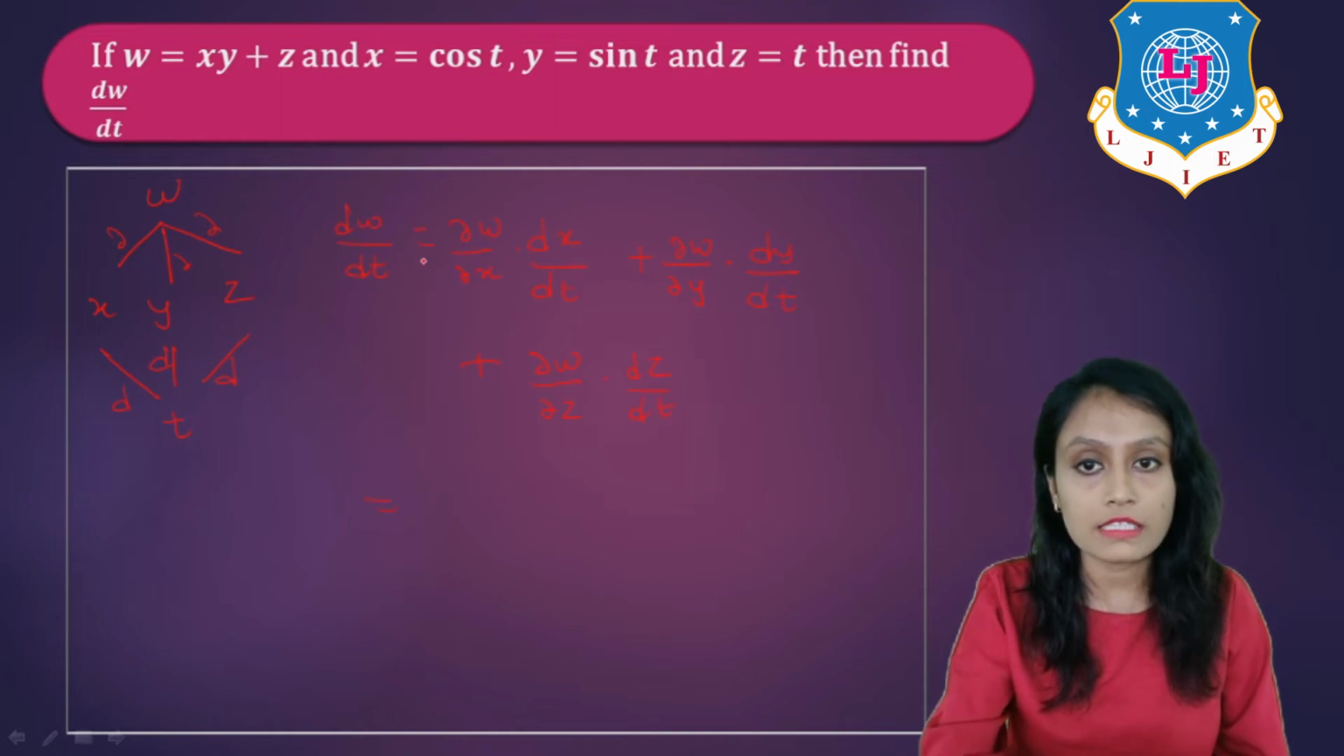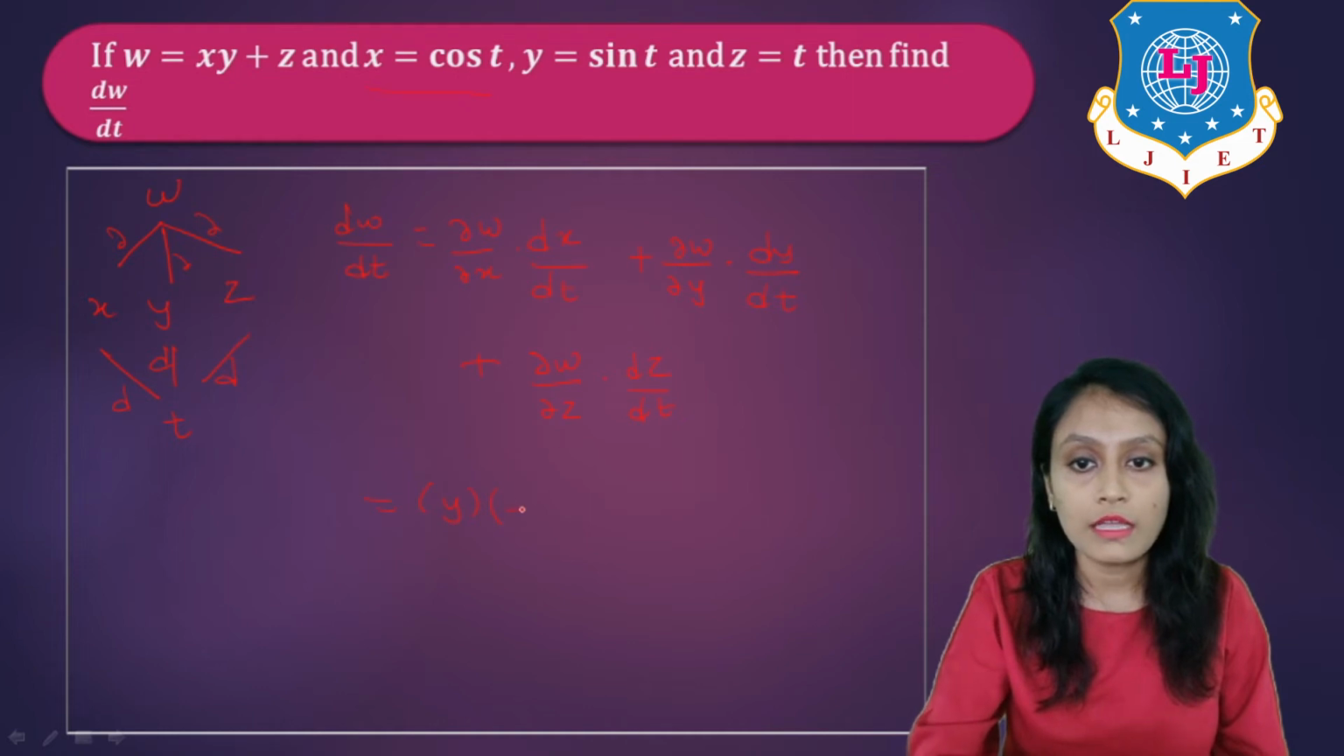Now solve this. Del w by del x means the derivative of w with respect to x. So we have to find the derivative keeping y and z constant. The derivative with respect to x: the derivative of x is 1, y is constant. So here we have the answer y, into dx by dt, that is the derivative of x with respect to t. So the answer is minus sin t.